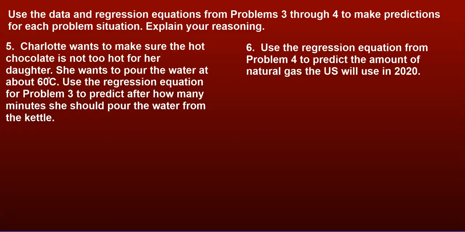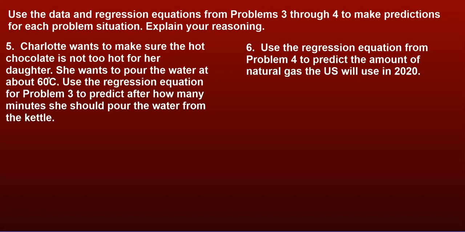So, all right, use the data and regression equation from problem 3 to make the prediction for each problem situation. Explain your reasoning. Charlotte wants to make sure the hot chocolate is not too hot for her daughter. She wants to pour the water at about 60 degrees Celsius. Use the regression equation for problem 3 to predict after how many minutes she should pour the water from the kettle.